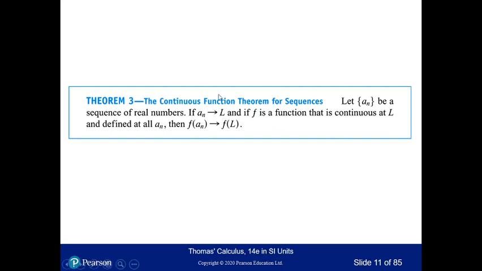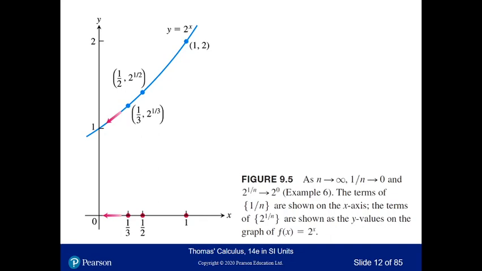Okay, and we have a continuous function theorem for sequences. Let's say a_n is a sequence of real numbers and a_n has a limit L, and we have a function f that is continuous at the point L. Then f of a_n is going to go to f of L. So as long as f is continuous, you can do that.